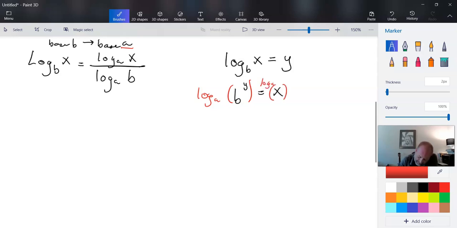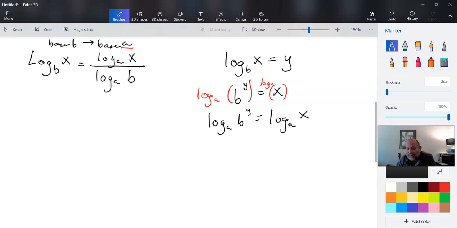Right, so we have log base a. So now it looks like this. Switch back. Log base a of b to the y is equal to log base a of x.